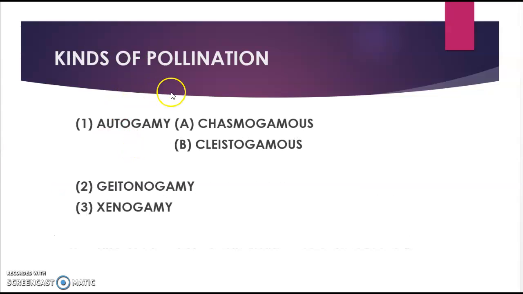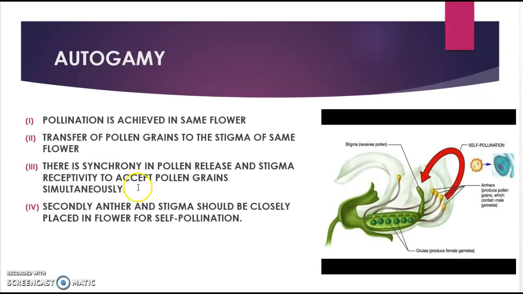Now there are three methods of pollination: autogamy, which you call self pollination, geitonogamy and xenogamy. Autogamy is further of two types, chasmogamous and cleistogamous. First is autogamy. Auto means same. So when pollination is achieved in the same flower of the same plant, it is the transfer of pollen grains to the stigma of the same flower. There is synchrony in pollen release. So how can it be possible?